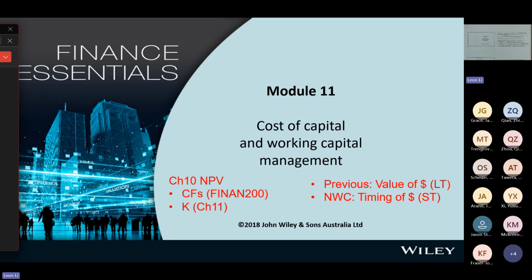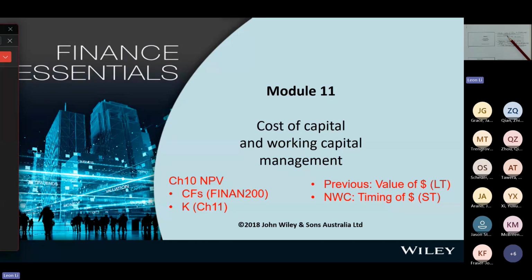So again, I like to show you the relation among different chapters. For me, relation is important. That means I can link different chapters together. So in chapter 10, we discussed the NPV. I hope you remember the net present value, right? And to calculate NPV, we need two input variables. One is future cash flows. Right? We have multiple cash flows. The other variable is K, cost of capital.